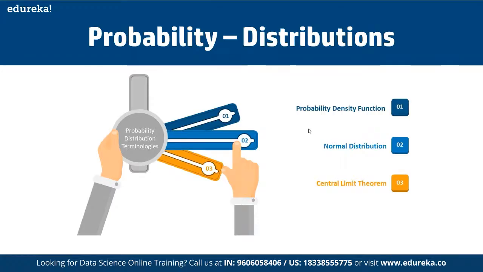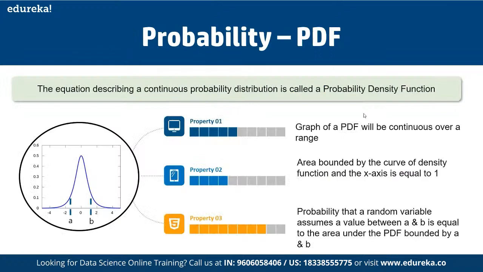Now for machine learning, there are currently 3 distributions that we are going to focus on. First of all, we have PDF, which refers to probability density function. Then we have normal distribution, and then we have central limit theorem. The first one, the probability density function, or PDF, is concerned with the relative likelihood for a continuous random variable to take on a given value.